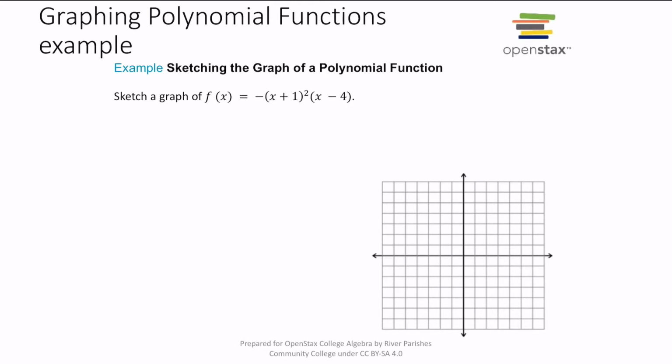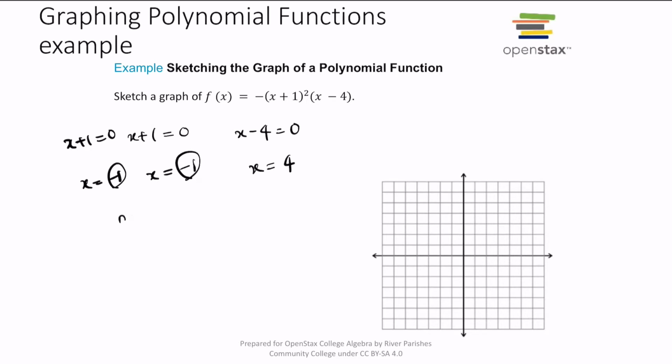First we have to find the x-intercept and the y-intercept. How would you find the x-intercept here? Put f of x equal to 0, so it becomes x plus 1 equal to 0, x minus 4 equals 0, and you have another one which is x plus 1 equals 0. So x equal to negative 1, x equal to negative 1, and x equal to 4. There are two negative ones, which means that it has a multiplicity of 2. So at negative 1, it just touches the point. And you have another one which is 4.